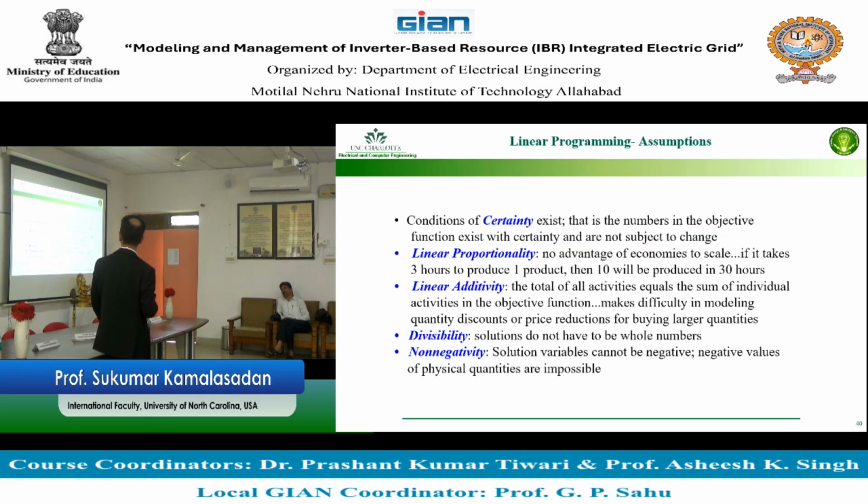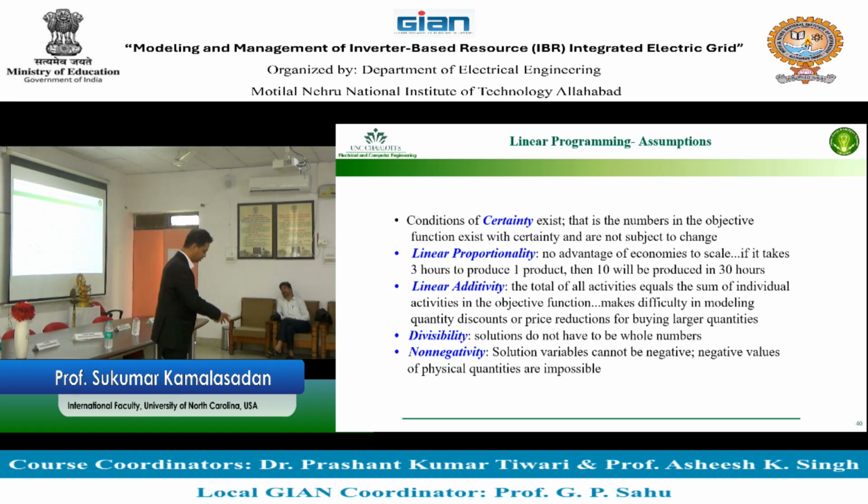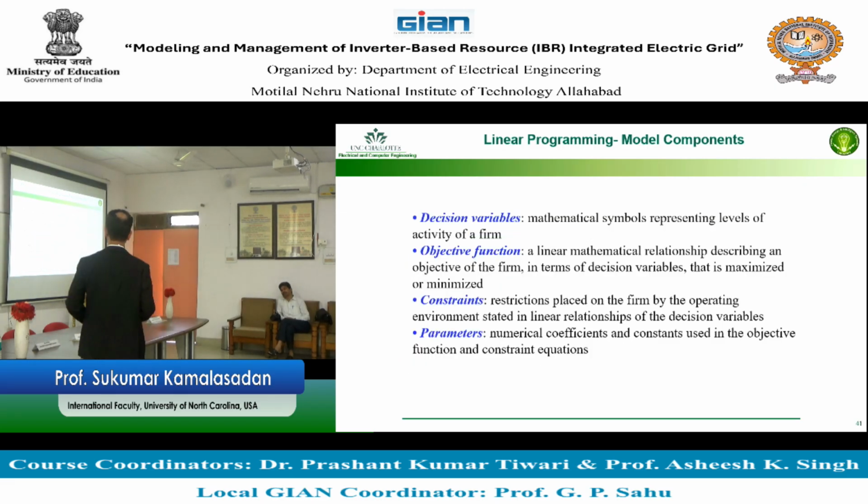We'll just quickly go through this. This is something which is math, but I'll put this slide here, which is important. What are the assumptions for linear programming? There should be conditions of certainty. That is, a number in the objective function exists with certainty and is not subject to change. There is an objective function, and there is a number inside that objective function. That number is there. It's not moving. If it's moving, then you cannot find the solution. Then linear proportionality, linear additivity, divisibility, non-negativity. These are some mathematical aspects of linear programming.